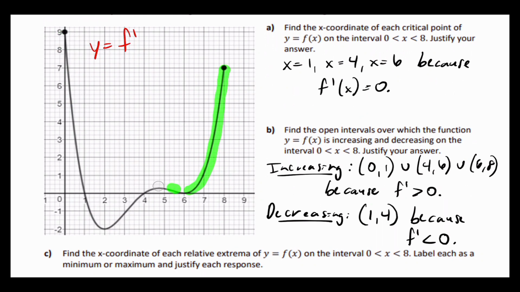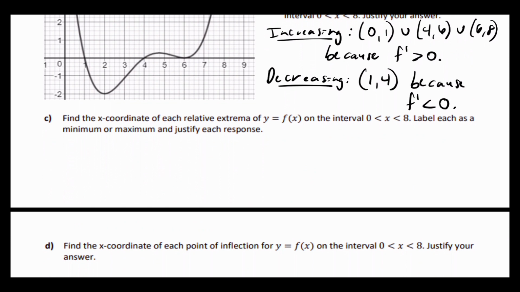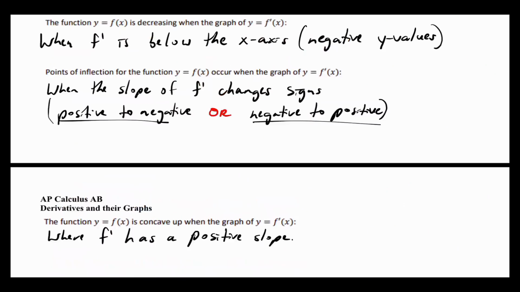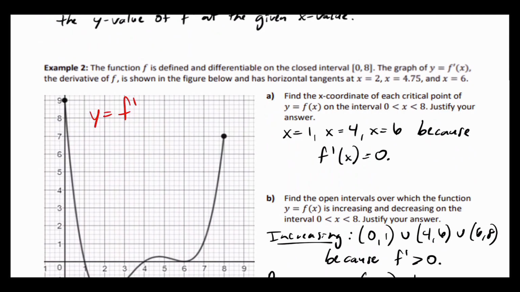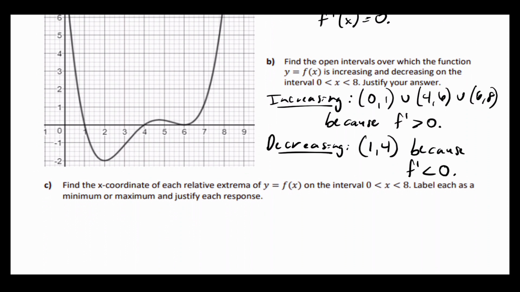Let's go to the next question. Maximum, minimum. So we go to our guidelines. We said the maximum occurs when f prime crosses the x-axis, but it has to cross from positive to negative. Okay, so let's go see that. It crosses from positive to negative here, and that's it. It crosses from positive to negative at one spot.